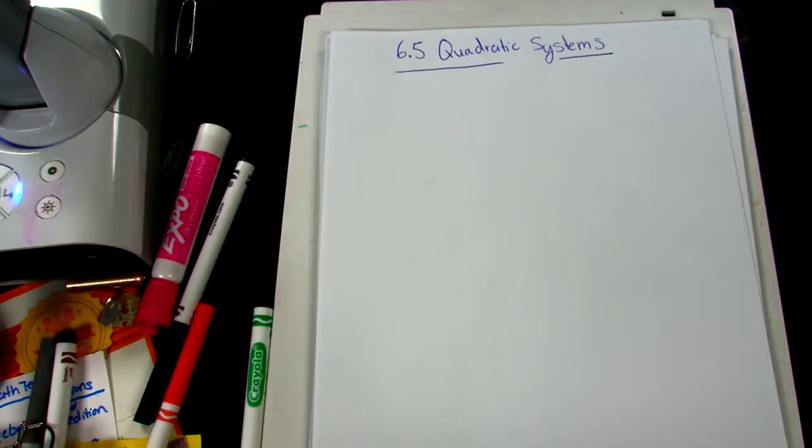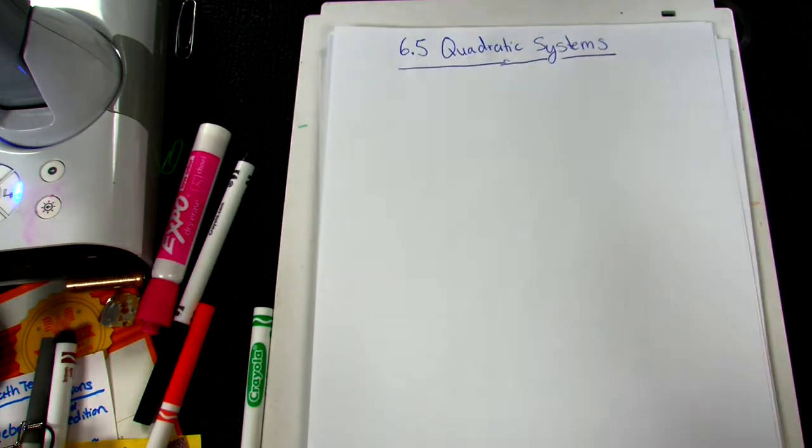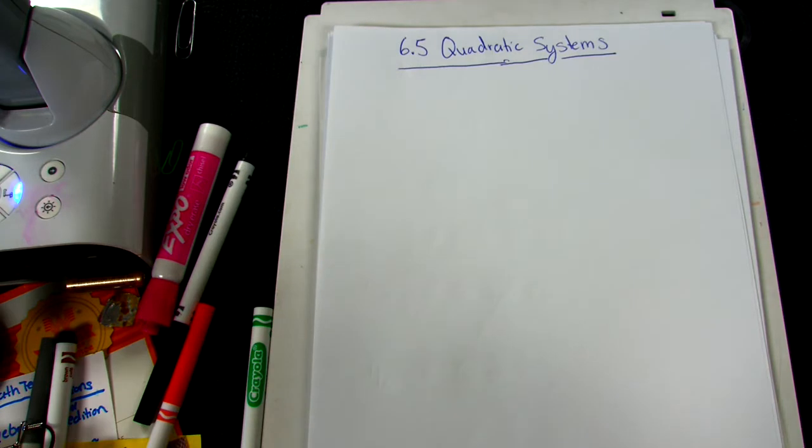Alright guys, today we are going to talk about solving a specific type of system. We're going to solve quadratic systems. So remember, quadratic means that it has at least one variable to the second power. Alright, so we're going to start off right with examples.